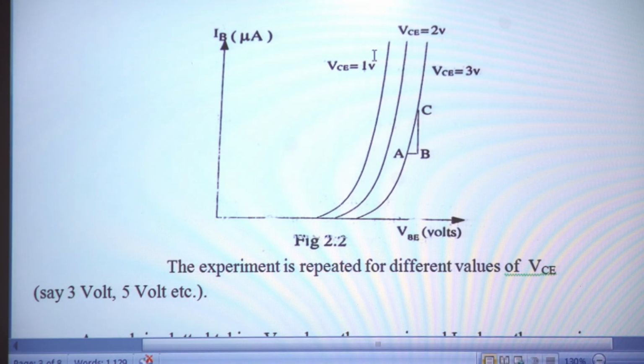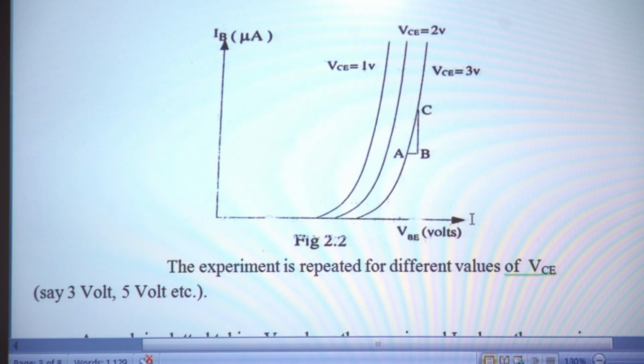Now, this is the curve. For 1 volt, this is the first one. When the curve is plotted for VCE equal to 1 volt, VBE is plotted along the x-axis and IB is plotted along the y-axis. So, IB and VBE curve for 1 volt, that is the first curve. Now, the second one is the curve plotted for VCE is 2 volt, between IB and VBE. Then again, the third one is plotted, VCE at 3 volt, IB along the y-axis and VBE along the x-axis.